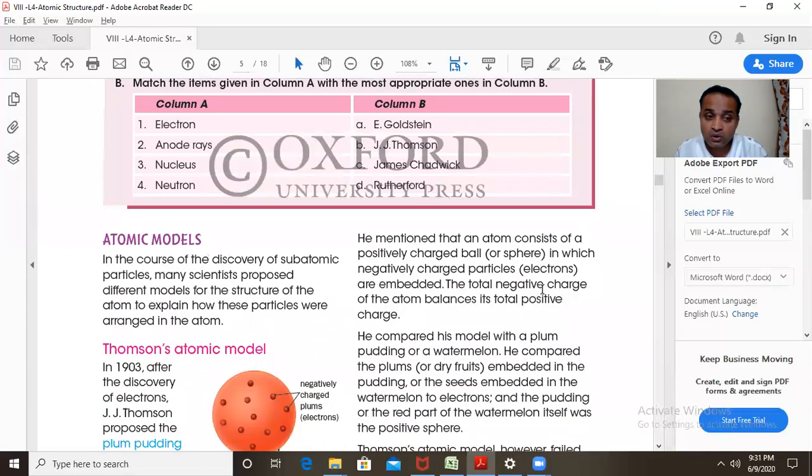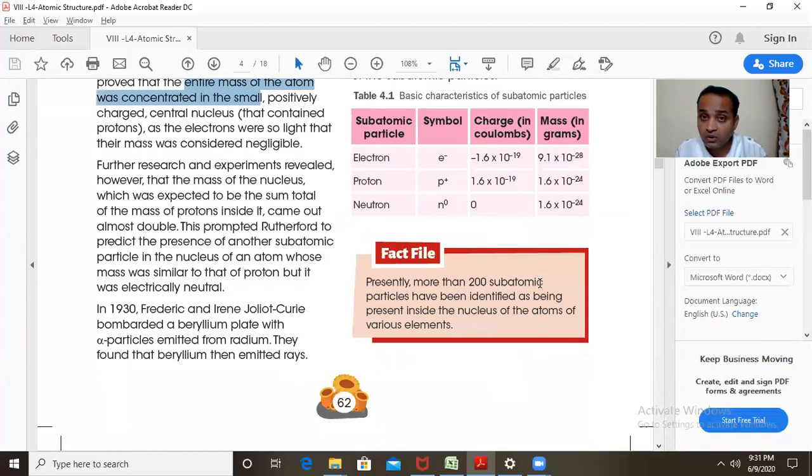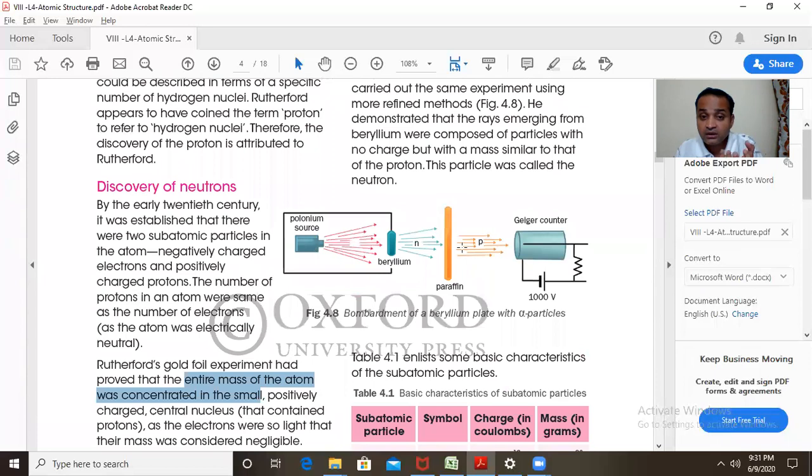So friends, this was all about the discovery of the nucleus, electrons, protons, and neutrons. Neutrons are also heavy particles, no charge but heavy. Why heavy? They are able to give out the protons from this paraffin. See how strong they are with respect to mass. And this Geiger counter is nothing but an instrument used to measure these alpha particles. So this is all about the discovery of the nucleus and the three particles present inside the atom.